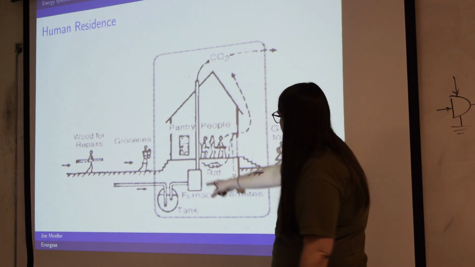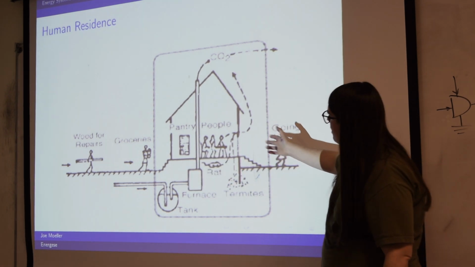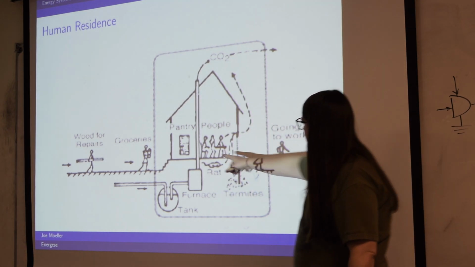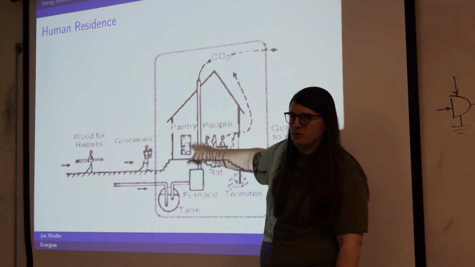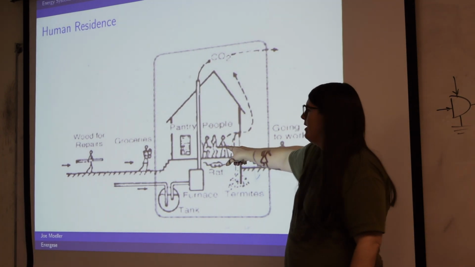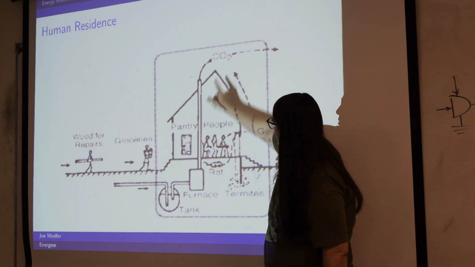And there's things that come into it. There's wood for repairs. The house has to be maintained. There's groceries to feed the people. Then there's the pantry that stores the food. There's the people themselves inside the house. This dotted line is them breathing and producing CO2.